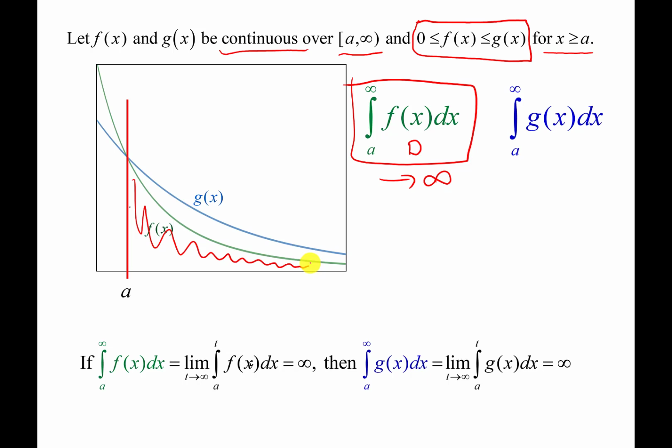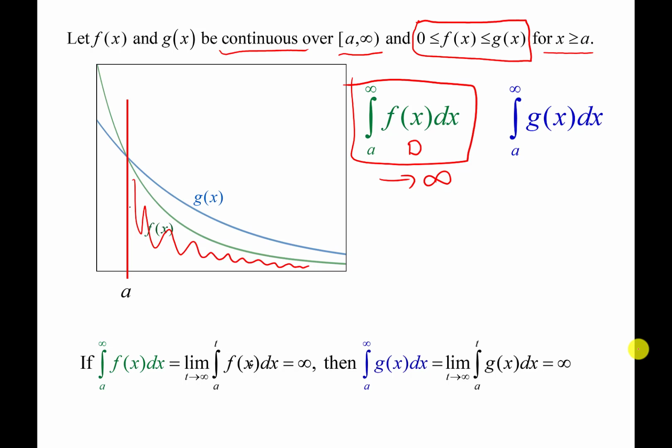So we can make this statement. If we know that the integral from a to infinity of f of x dx, we're going to write it as a proper integral and let the limit as t goes to infinity of the integral from a to t of f of x, if we know that that is infinite, and we know the fact above that f of x is less than or equal to g of x on this interval of integration, then we know that g of x must also diverge or approach infinity.